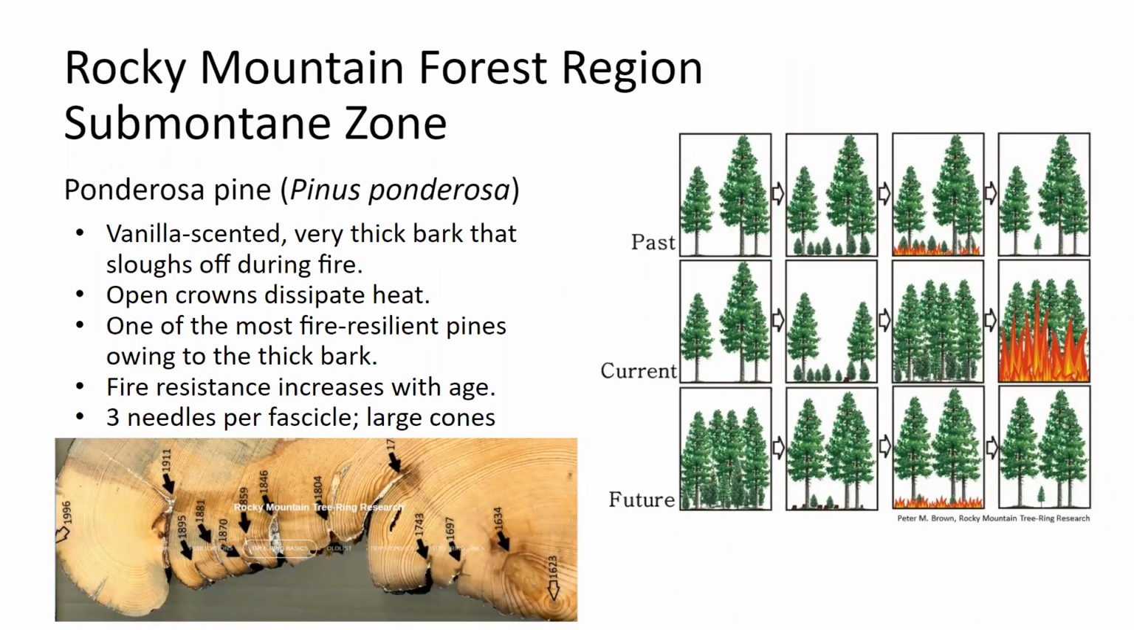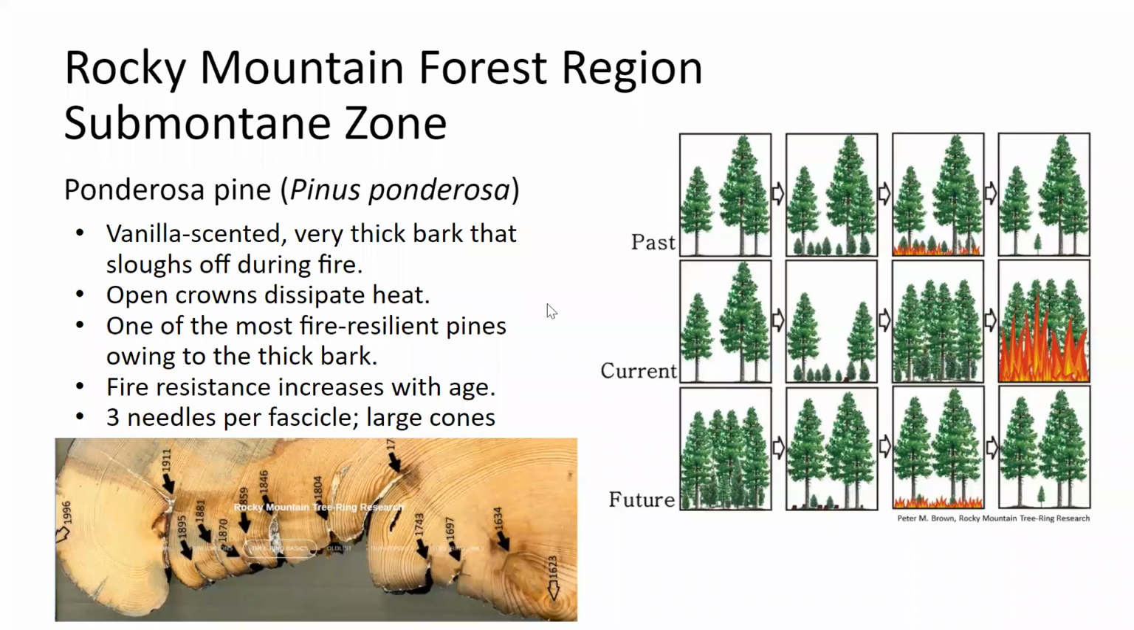So Pinus ponderosa has this really nice vanilla scented, very, very thick bark. So the bark is a major adaptation for fire. It will slough off during fire. So the ponderosa pine by nature is able to survive and withstand fire once it reaches maturity. And the crowns grow pretty open. You may have noticed that in some of the other pictures. So they dissipate heat. They tend to release heat into the atmosphere. This is considered to be one of the most fire resilient pines because of that thick bark. And that only increases with age.